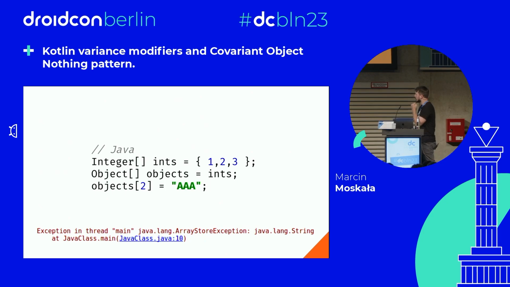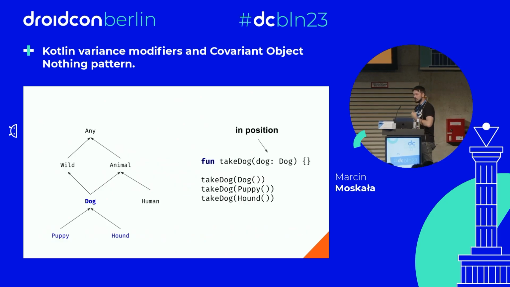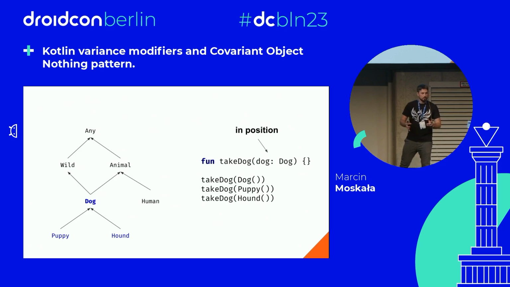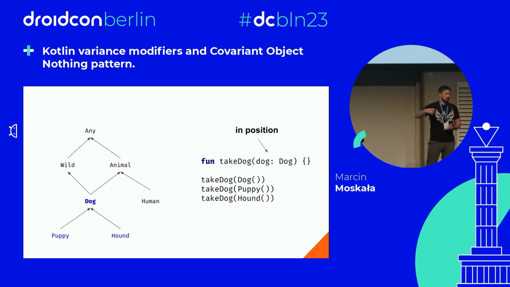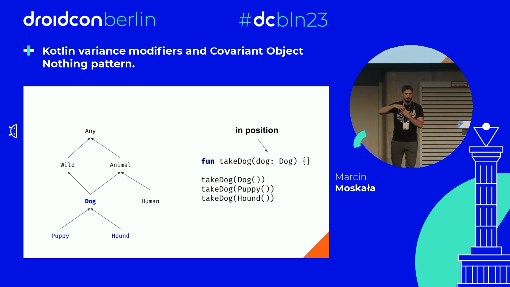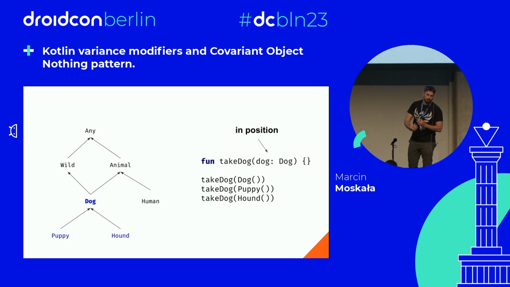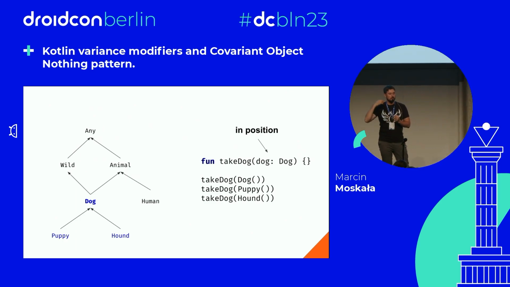To understand this problem, we need to understand the difference between in positions and out positions. So an in position is a parameter type. Everything that comes in, yeah? A dog comes into the function. It is an in position. And a fun fact about in position is that you can upcast to an in position. So where you expect a dog, you can provide a puppy, hound, everything that is below the dog, yes?